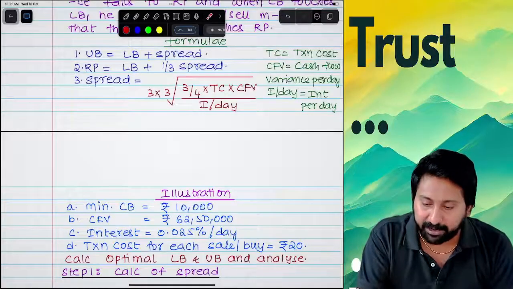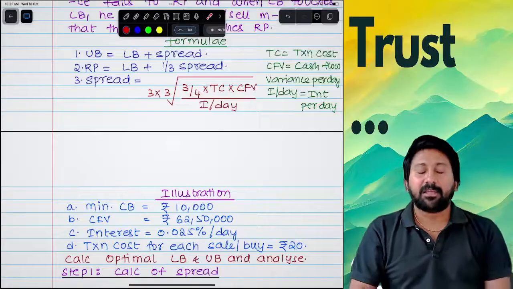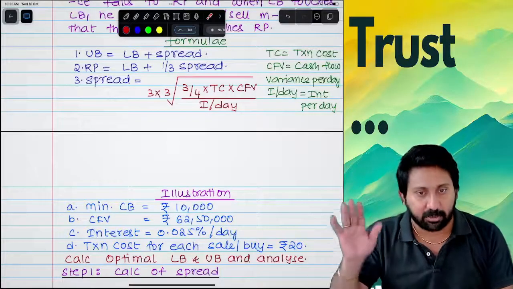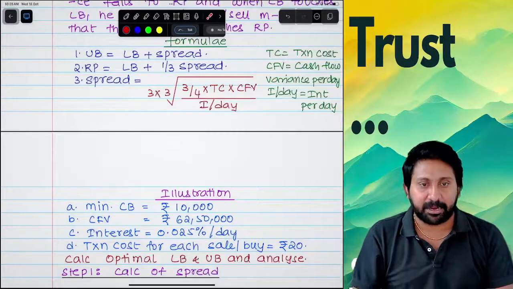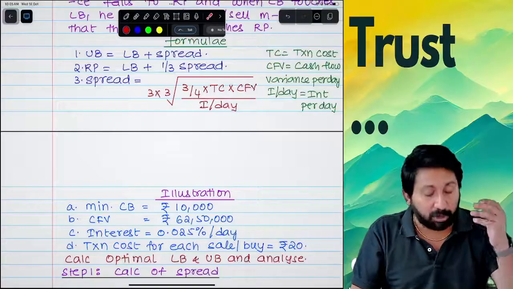Okay, interest per day is called as I. So tell me, what is the formula? 3 into cube root of 3/4 into transaction cost into CFE divided by interest per day. So what is the formula for upper boundary? Lower boundary plus spread.